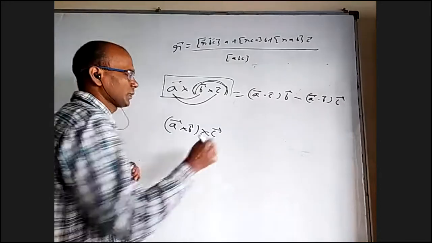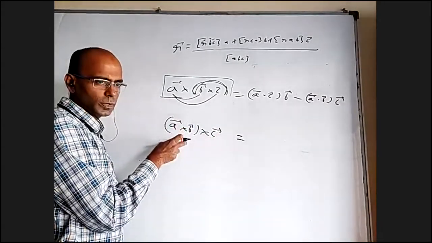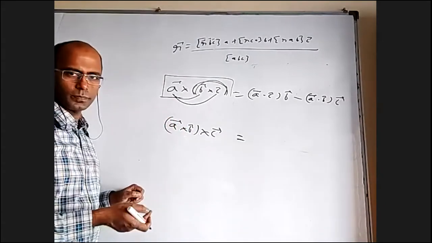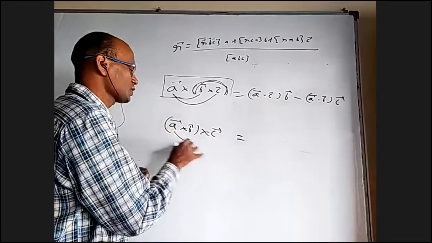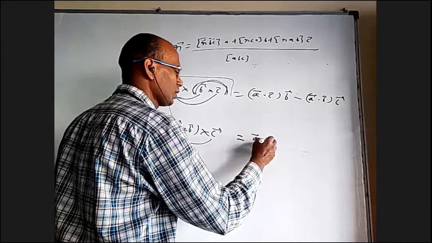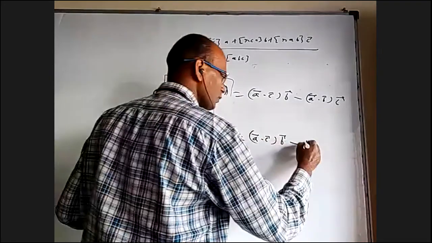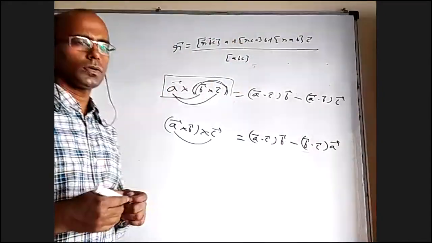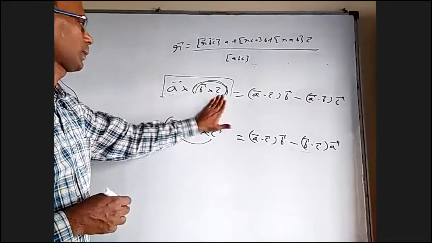Coming to this, it is finally perpendicular to C bar, perpendicular to A cross B. Anything perpendicular to A cross B will be in the plane containing A and B. It will be something into A and something into B. What is that? First, this dot product. A bar dot C bar into B bar minus this dot product, which is B dot C into A. Okay, so we have to remember this vector triple product, obviously, simple formula.